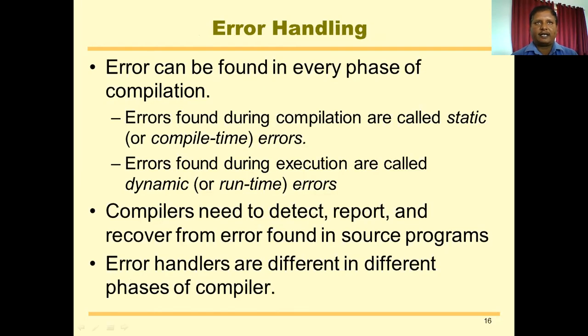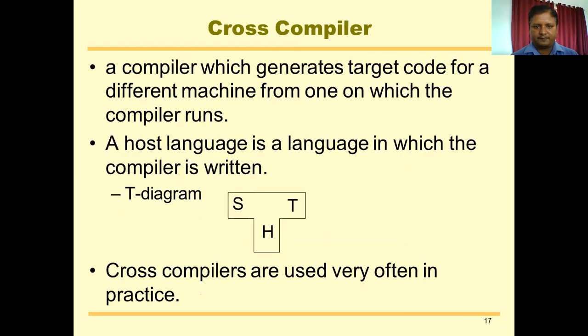Next, error handling and error recovery concepts. Errors can be found in every phase of compilation. During the compilation process we identify errors and verify syntax. An error found during compilation is called a static error. An error found during execution is called a dynamic error. Compilers need to detect, report, and recover from errors in source programs. Errors are handled differently in different phases of compilation. Error handling and error recovery mechanisms in each and every phase have different methodologies and approaches.